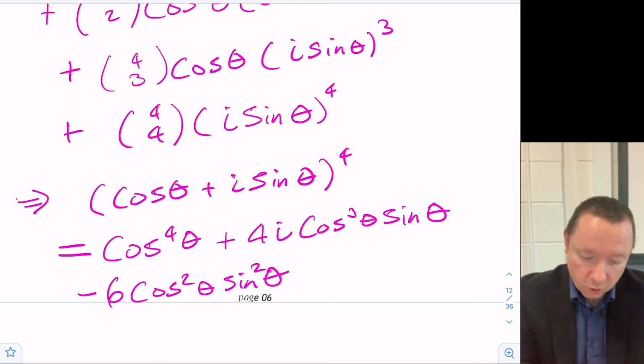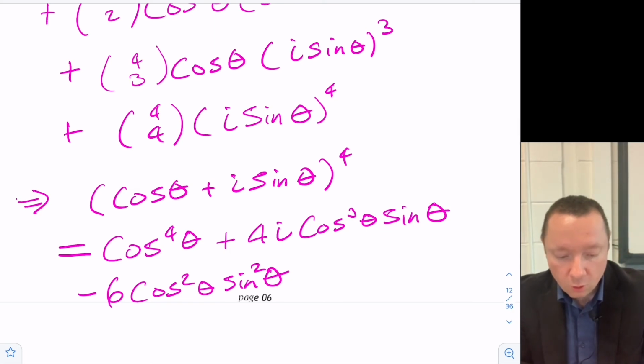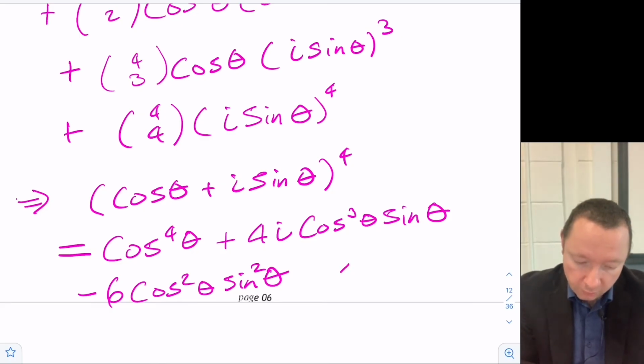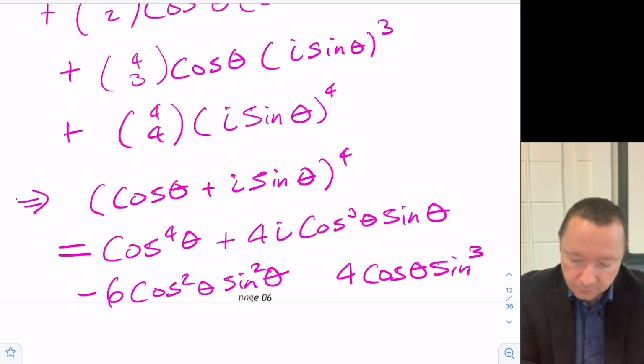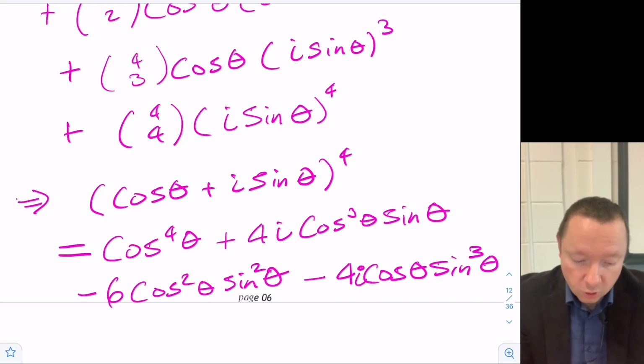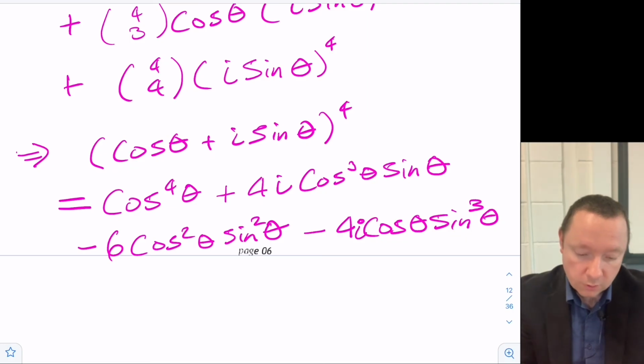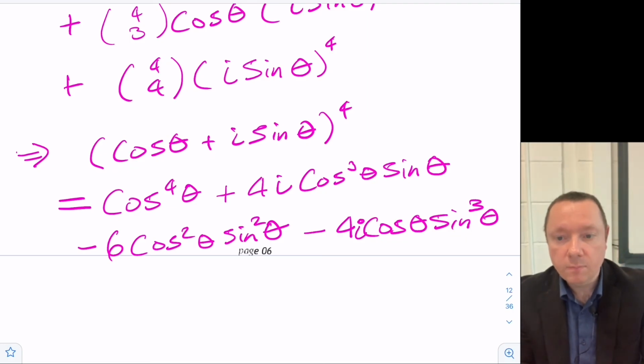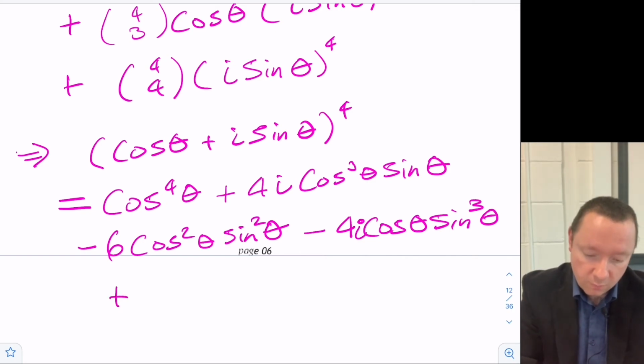Moving on to our next one, 4 choose 3. So that's 4 again. So we're going to have 4 cos theta sin cubed theta. And I cubed, well, I squared is minus 1. So minus 1, and then I've still got an I. So minus 4i. And the last one, 4 choose 4, is just 1, of course. I to the power of 4 is I squared squared, which is minus 1 times minus 1, so plus 1. So we're just going to have plus sin to the power of 4 theta.